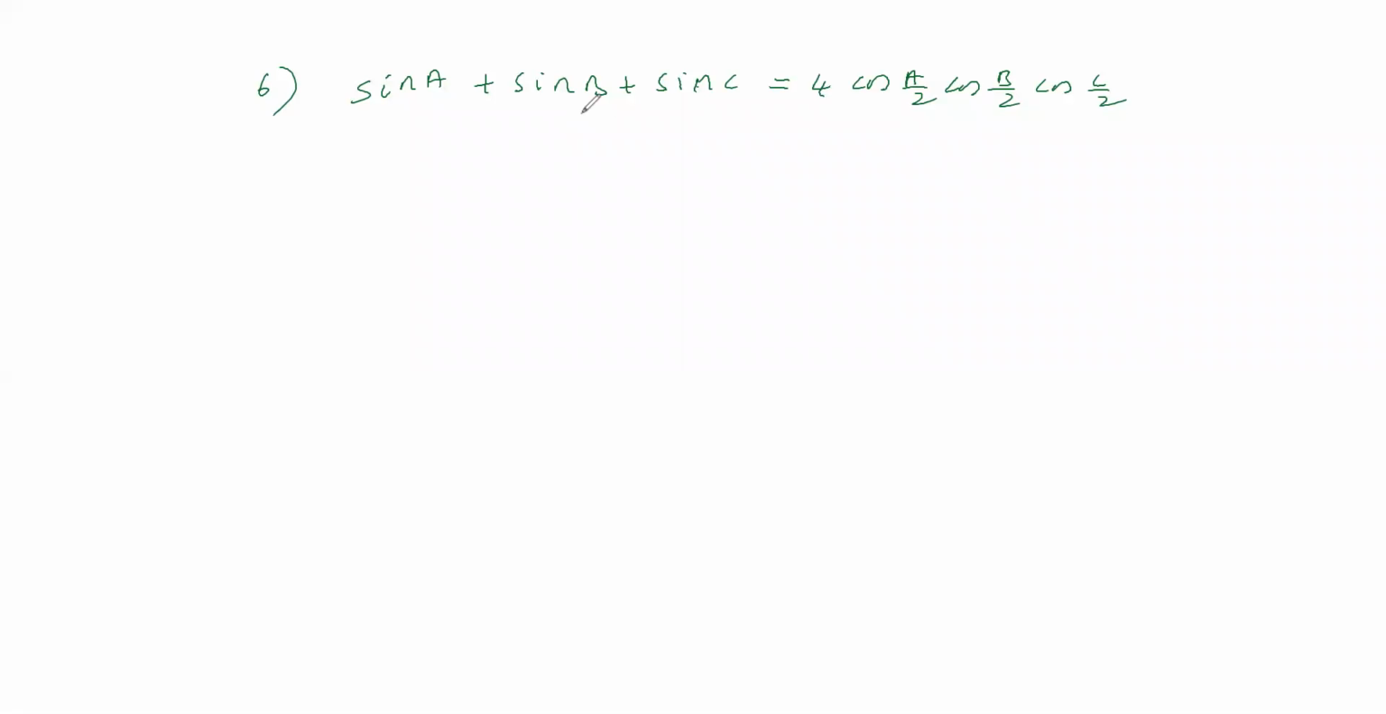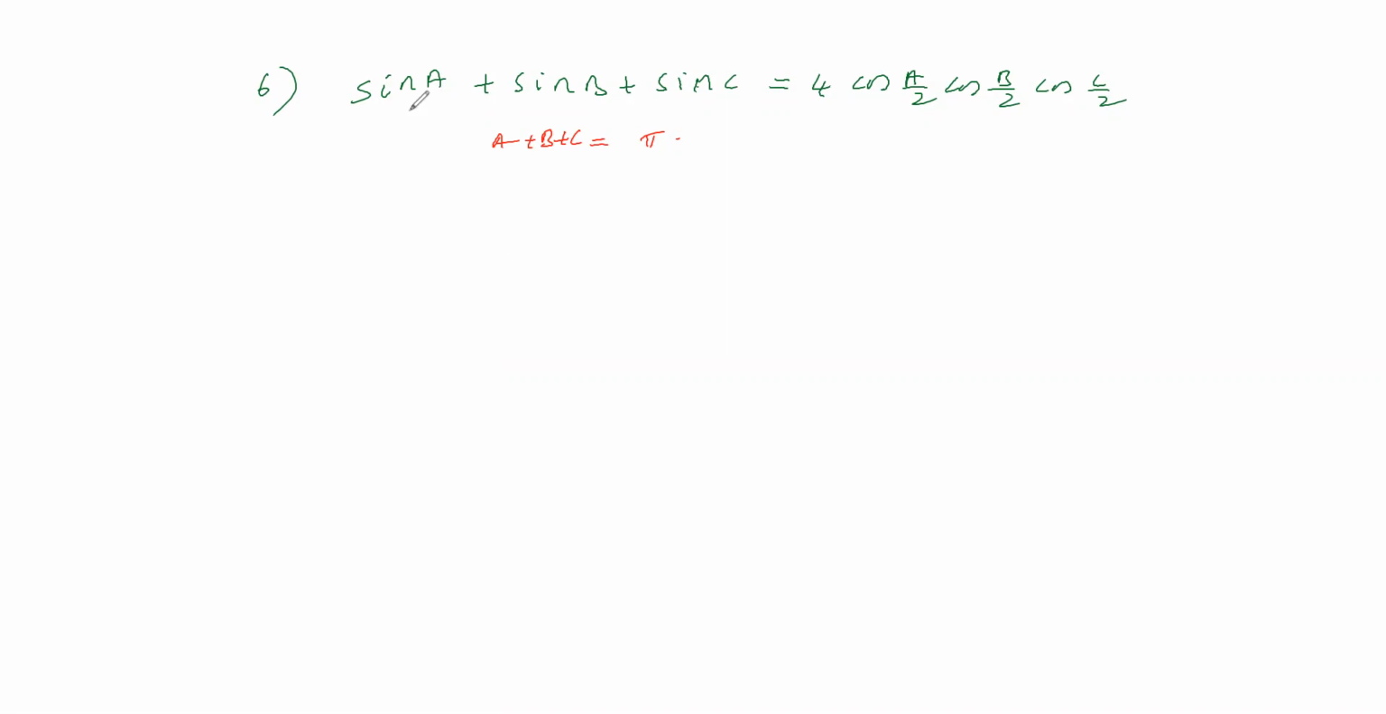Sixth identity: sin A plus sin B plus sin C equals 4 cos A by 2 cos B by 2 cos C by 2. We are going to discuss the proof for this identity now. For all these identities we are taking A plus B plus C equal to pi, the sum of three angles in the triangle. A, B, C are angles in the triangle.